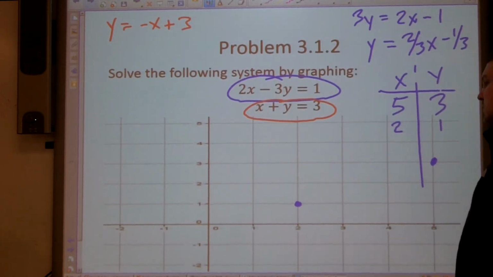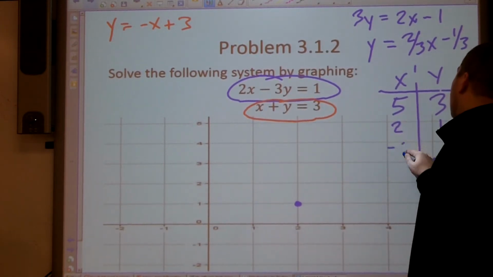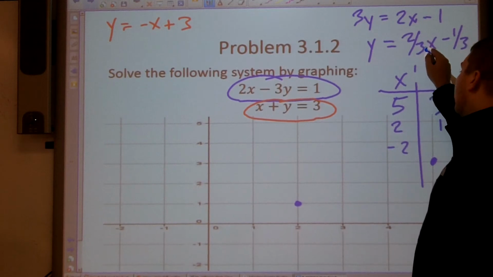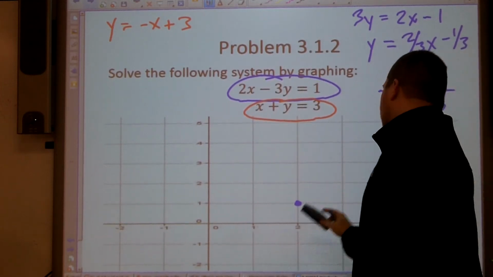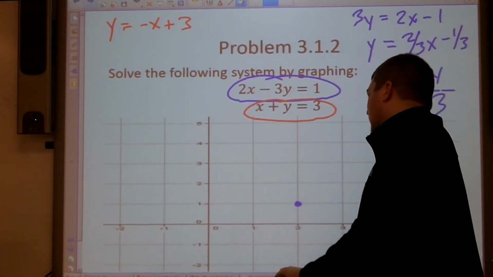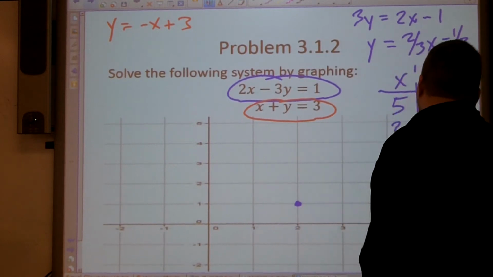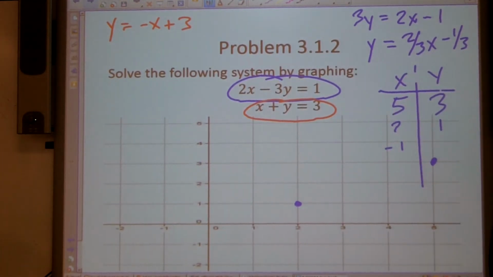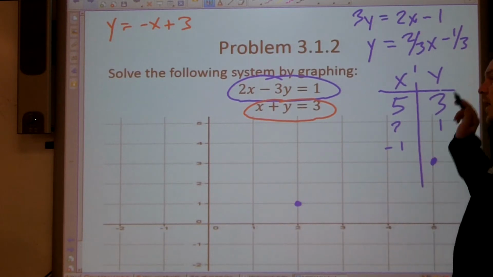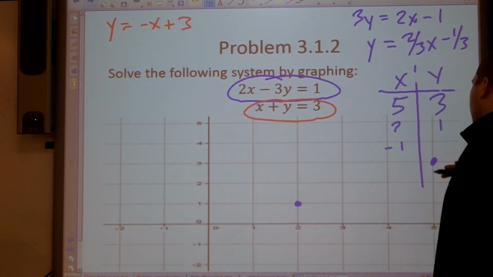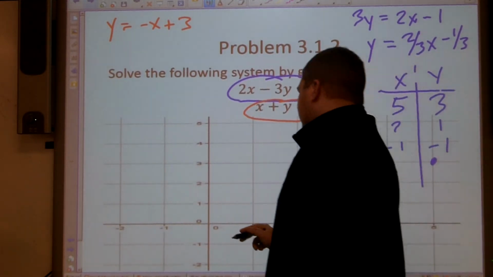Maybe x equals -2, or maybe not x equals -2, excuse me. Let's do x equals -1. All right, so at x equals -1, I get -2/3 minus 1/3. Well, that's just minus 3/3, or just -1.